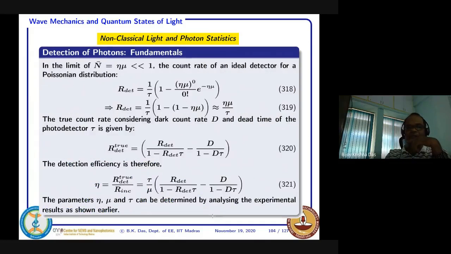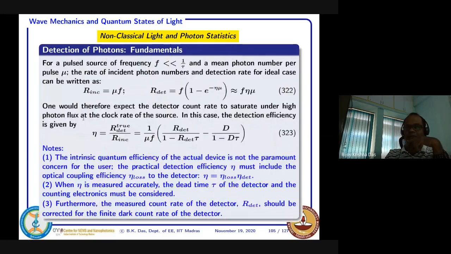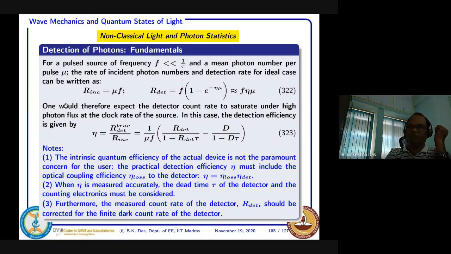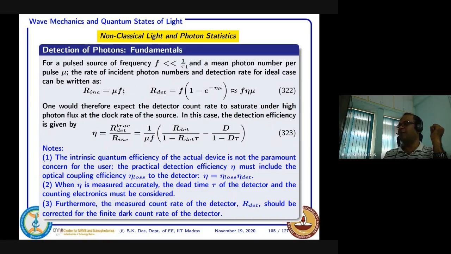whatever we have discussed here, you are considering a continuous wave laser, right? Sometimes, for example, for single photon generation on demand, etc., you have to use a pulsed laser. So normally you are just sending a pulse, and if you use that pulsed laser to find out your efficiency, it's a straightforward case. That frequency should again be much less than your 1 by tau. 1 by tau is the dead time.